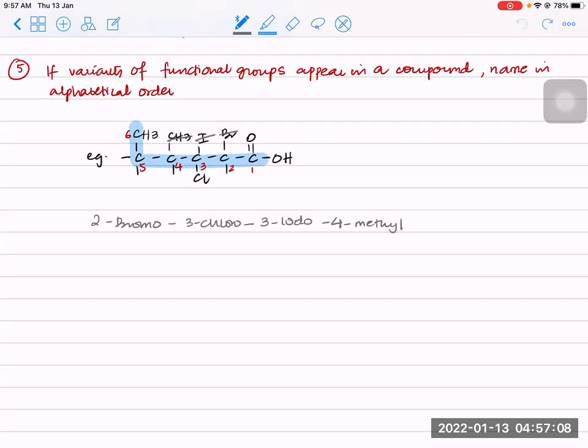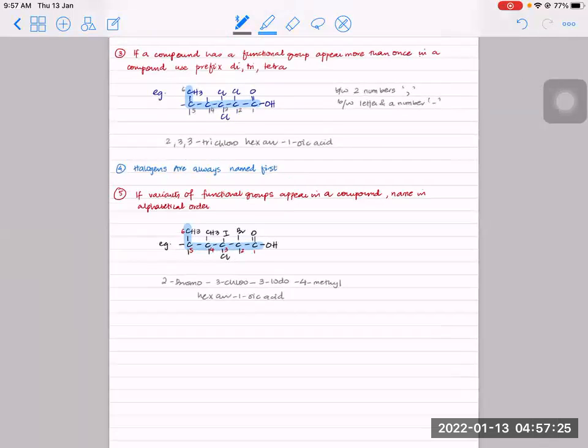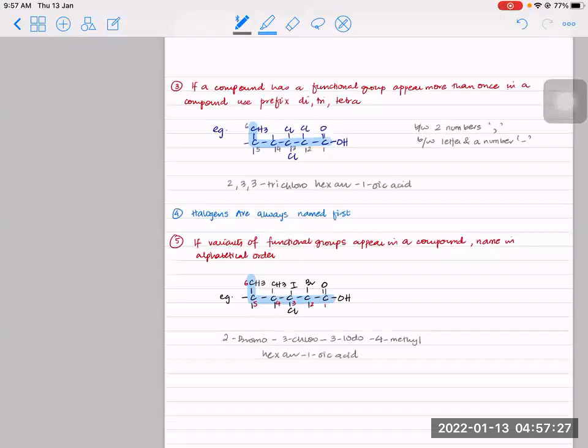Now you have the main chain of how many carbons? 6. So you have hex. All carbon-carbon bonds are single. That's why hexane, and on carbon number 1, you have the acid. So hexane 1-oic acid. Is this clear? So these are the rules for naming.